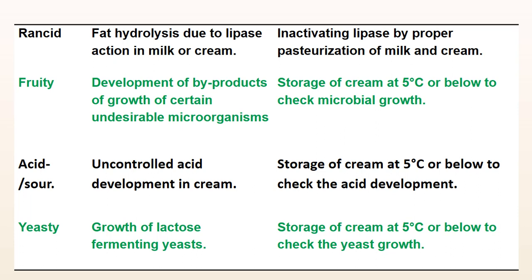Another defect is coarse acid or sour cream. It is due to uncontrolled acid development in cream and can be prevented by storage of cream at 5 degrees Celsius or below to check the acid development. And the last one is yeasty flavor due to growth of lactose fermenting yeasts, and it can be prevented by storage of cream at 5 degrees Celsius or below to check the yeast growth.